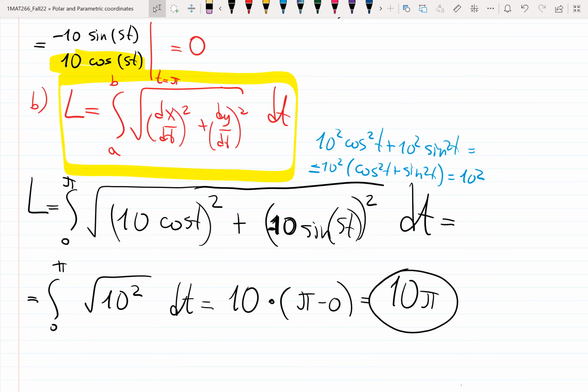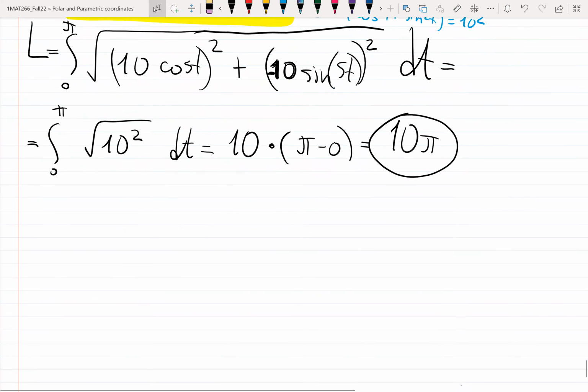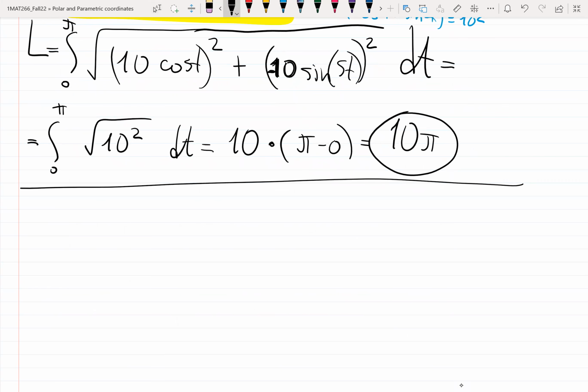So people are asking about this question, number 41. I will show you number 41. That's from the review.